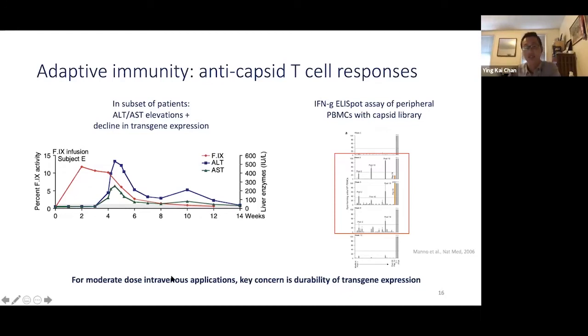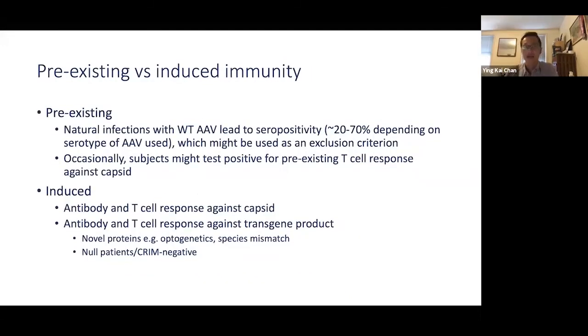The key concern here for intravenous applications is durability of transgene expression. However, with intraocular AAV applications, it seems that usually the T-cell response against capsid is low, sometimes not detectable, at least when PBMCs are assayed. It also seems to be quite transient in nature.